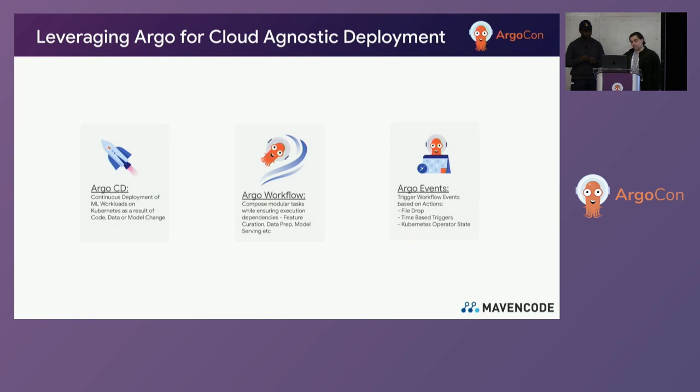So again, we use Argo CD, workflows, events. Some of the ways that we use events are file drop and cron-based time triggers, which are very common. Argo CD is definitely how we've been selling Kubernetes to our customers.